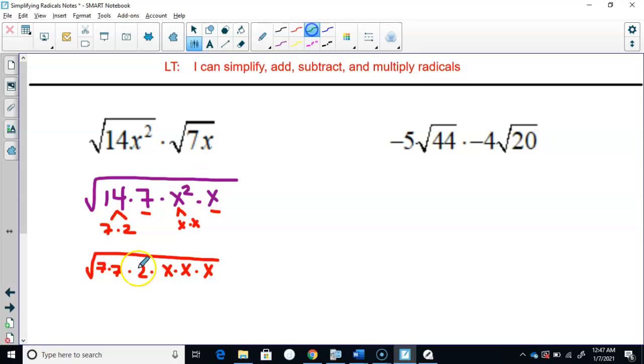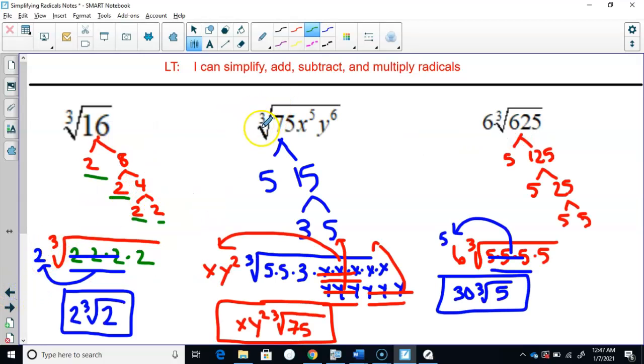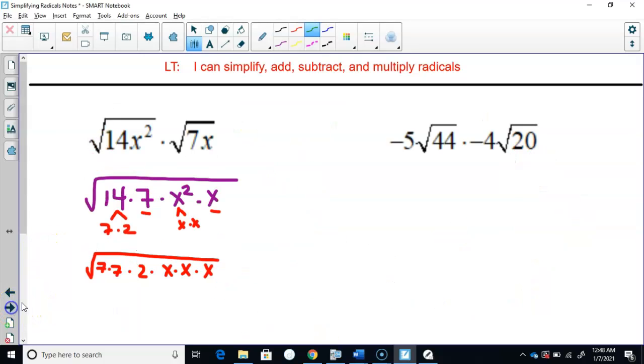Again, now just ask yourself, what is, we call this the index. Is there an index out there? There's no index out here, so that's a square. But on this problem, there is an index, that's a 3. So we have a cubed root. That's how we knew we were looking for groups of 3. If this was a 4, we'd be looking for groups of 4. A 5, we'd be looking for groups of 5. The process is all the same. You just have to ask yourself, what is the index?